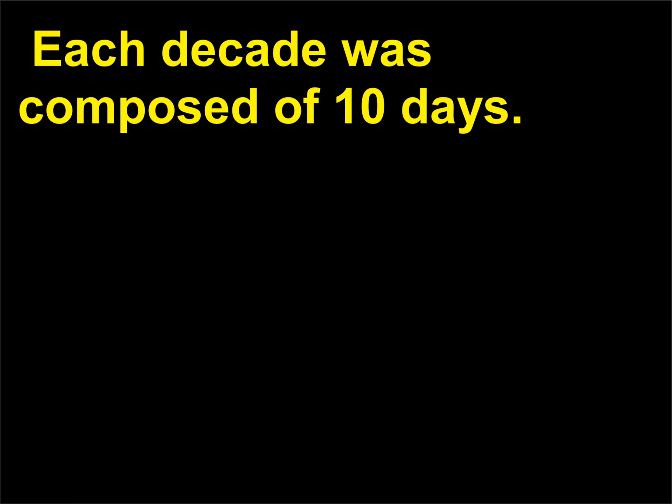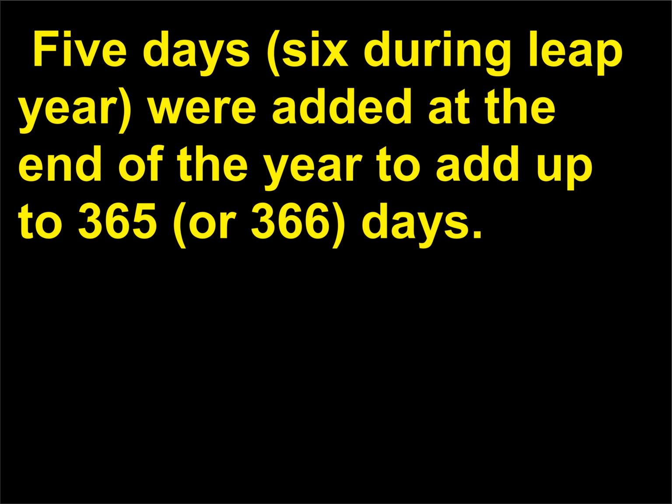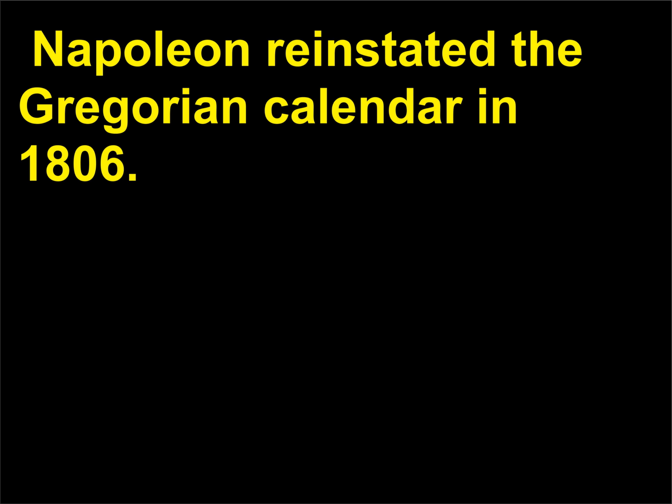Each decade was composed of 10 days. 5 days, 6 during leap year, were added at the end of the year to add up to 365, or 366, days. Napoleon reinstated the Gregorian calendar in 1806.